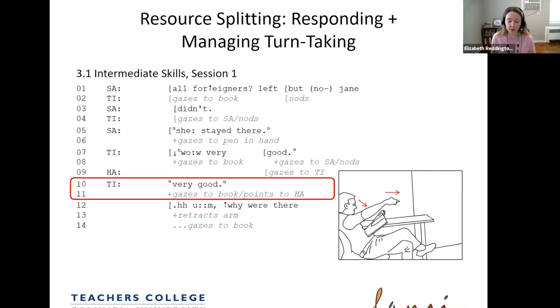As the teacher produces a verbal assessment of a prior answer, "very good," note that he's also gazing to the book and pointing to another student. So within a single turn, by dividing up those resources, he's able to accomplish several different actions, including giving positive feedback to the prior speaker, preparing to read the next item, and allocating the next turn.